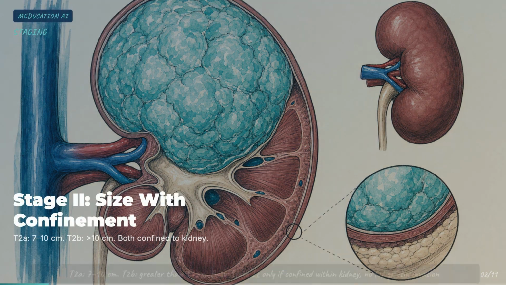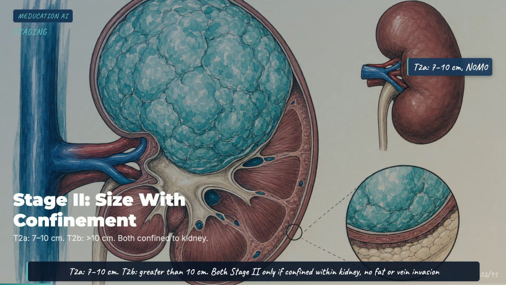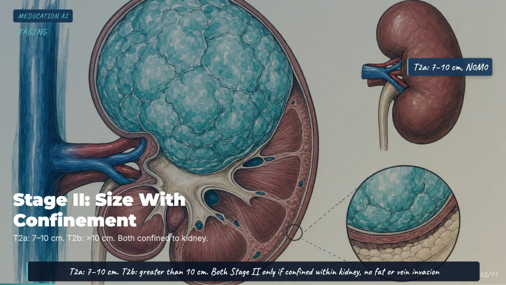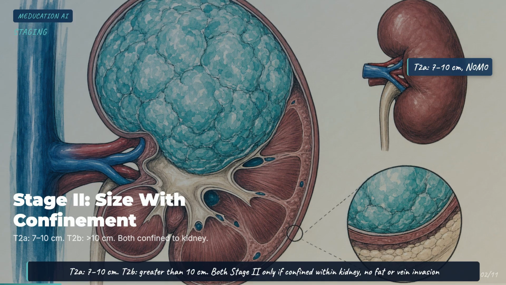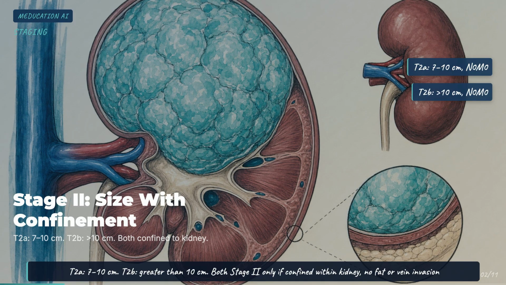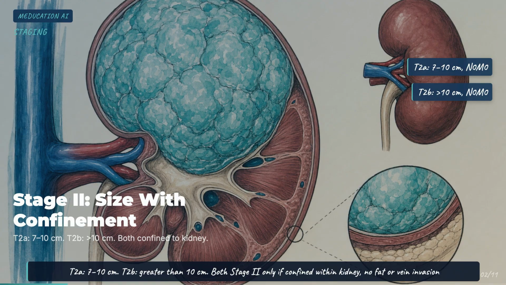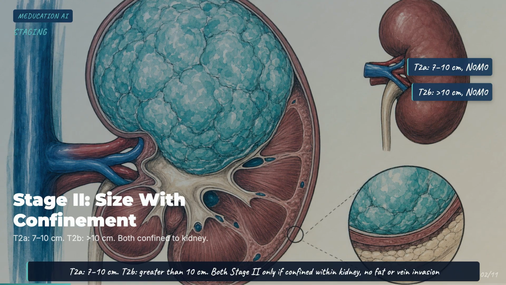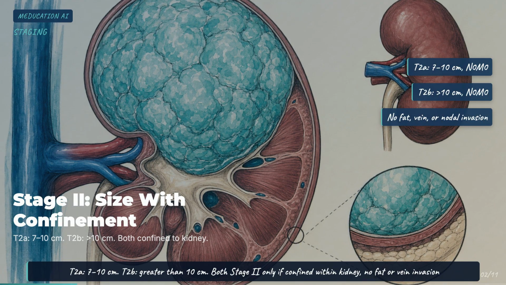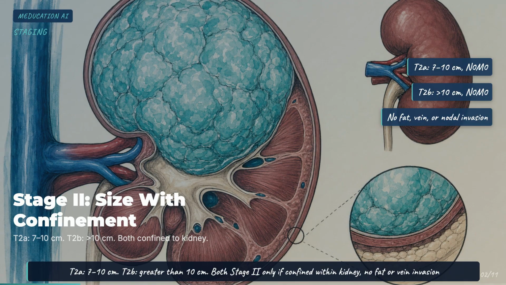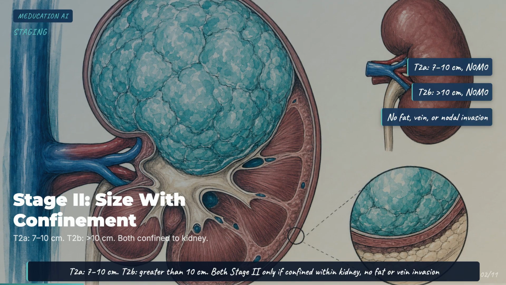Stage 2 is a large tumor still entirely confined to the kidney. T2a is greater than 7 centimeters, but no larger than 10 centimeters. T2b is greater than 10 centimeters. Both are stage 2 as long as there is no invasion of perinephric tissue, Gerota's fascia, regional nodes, or the venous system. Size is large.